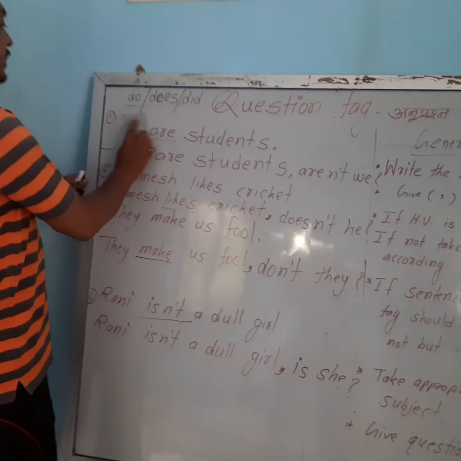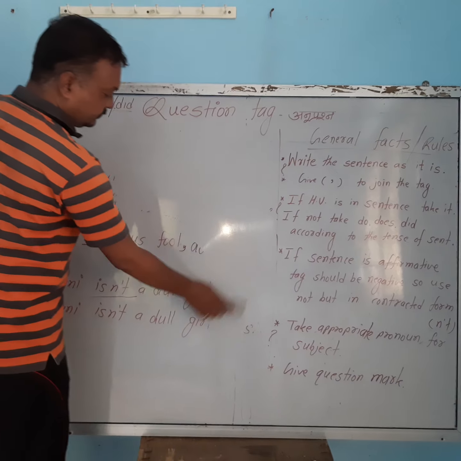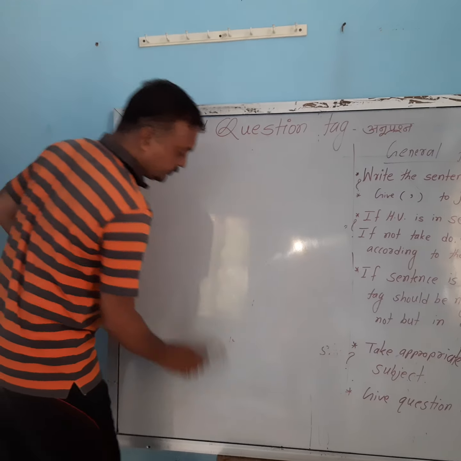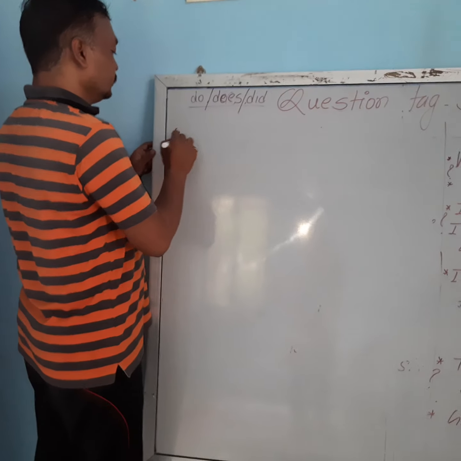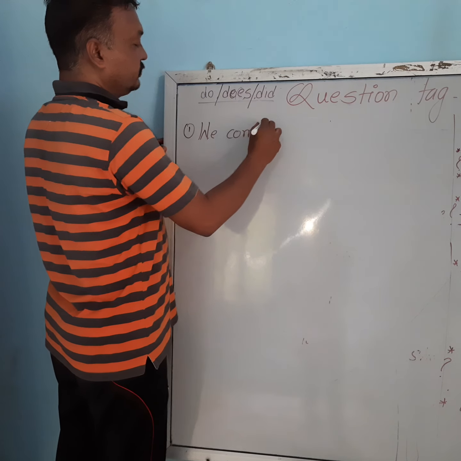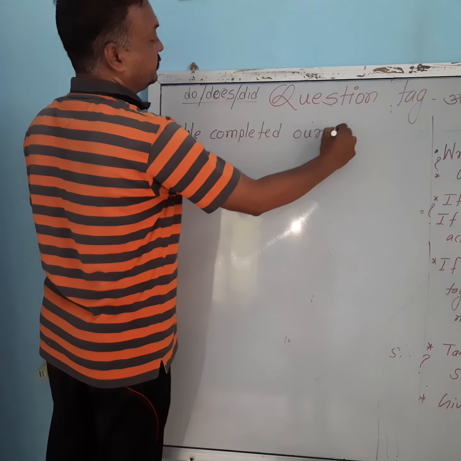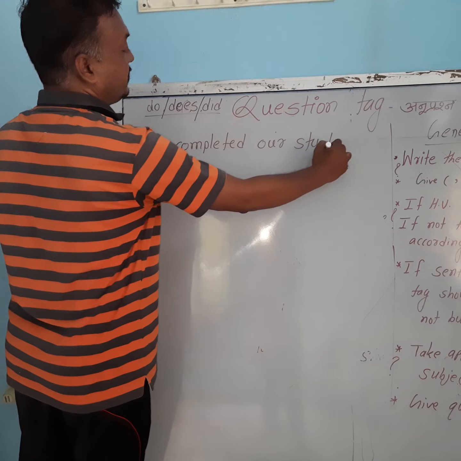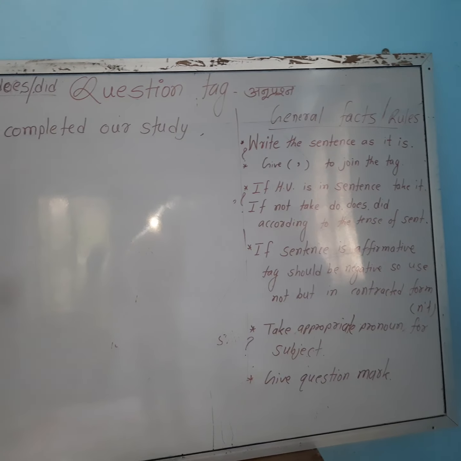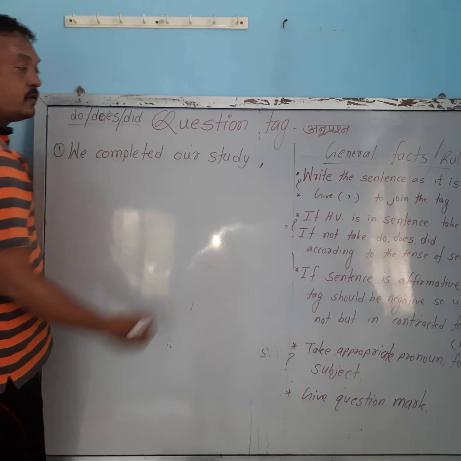So with the help of all these facts, now we are going to learn some more sentences. Okay, the first one. We completed our study. I have to write the question tag of this sentence. First of all, write the sentence as it is. I have written the sentence as it is. Give a comma. I have given the comma.